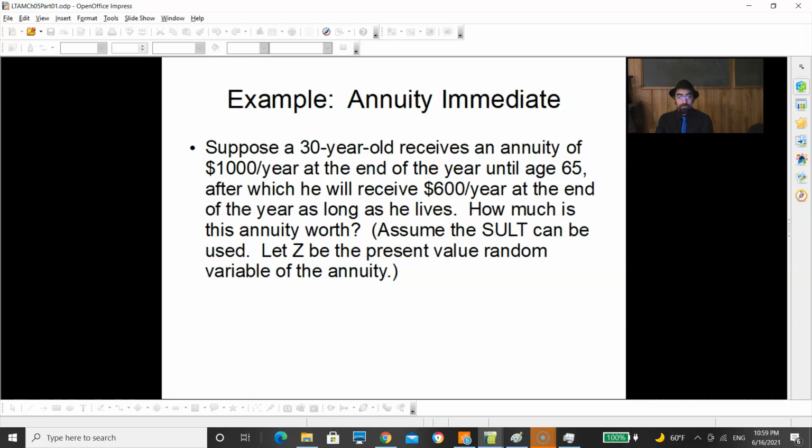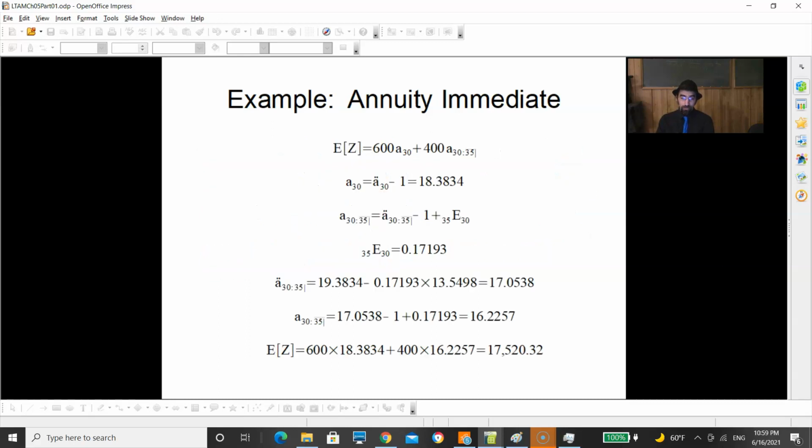So for example, suppose a 30-year-old receives an annuity of $1,000 per year at the end of the year until age 65, after which he will receive $600 a year at the end of the year as long as he lives. How much is this annuity worth? So we notice this is a Frankenannuity, and it's also end of year. So we want to use both the Frankenannuity formulas and the annuity immediate formulas.